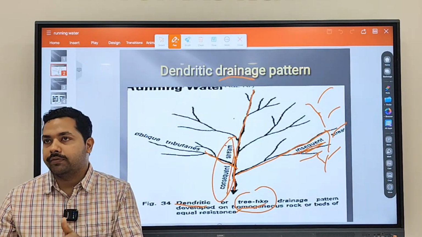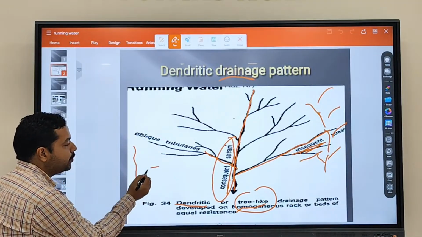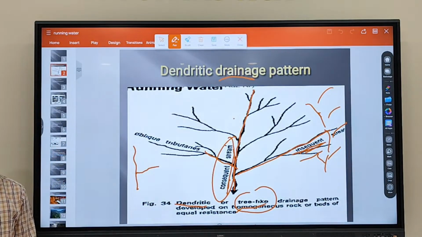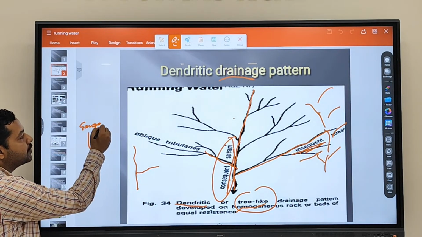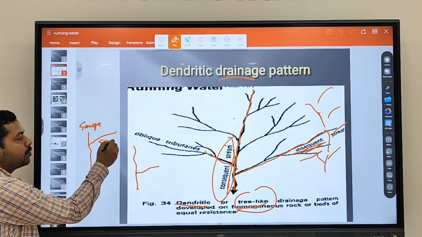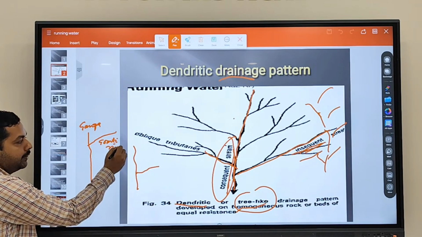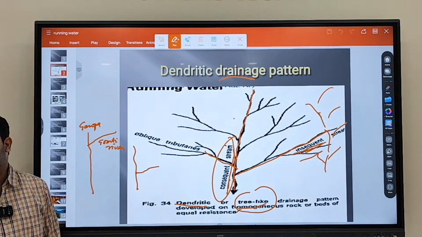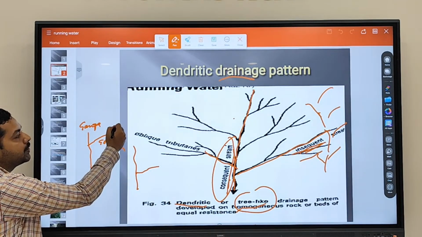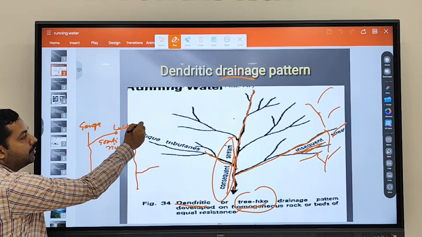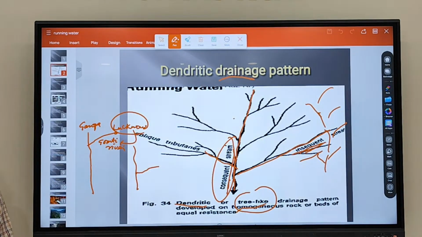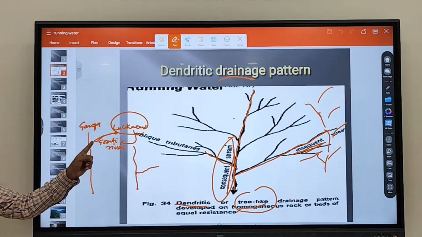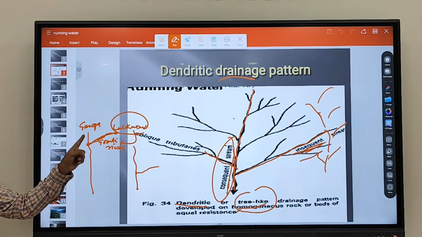Tributaries mean small rivers. The small rivers which come and join the main river are called tributaries. For example, Ganga has a tributary called the Gomti river. So the Gomti river comes and joins the Ganga river. Lucknow, the UP capital, is situated on this river, the Gomti. Clear? So tributaries are the ones coming and joining the main river.